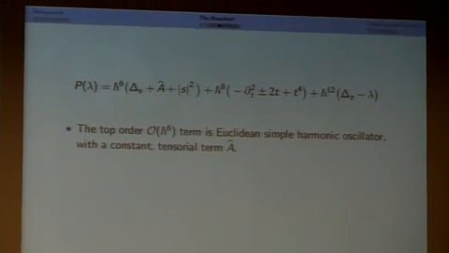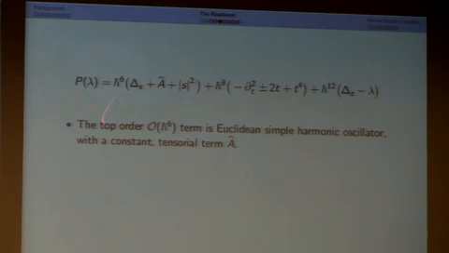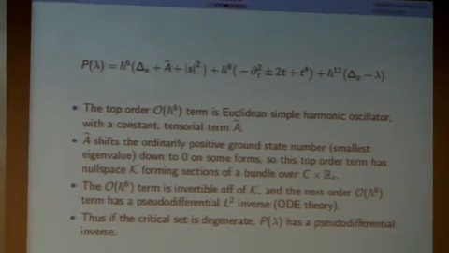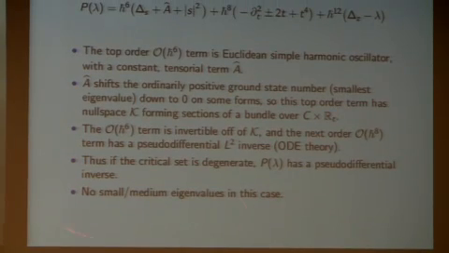So there are the operators again. The top order is essentially a simple harmonic oscillator. There's a shift term that causes this not to be invertible everywhere. It has a null space. So you can't invert it at the first order, so now you want to look at the next order term acting on the null space of the first order thing. Well, this is just an ODE, and you can see fairly explicitly that it has an L2 inverse. So if this term is present, this is the term coming from having a degenerate critical point, then I can invert this operator. And so we see that there are no small or medium eigenvalues if this critical set is degenerate.